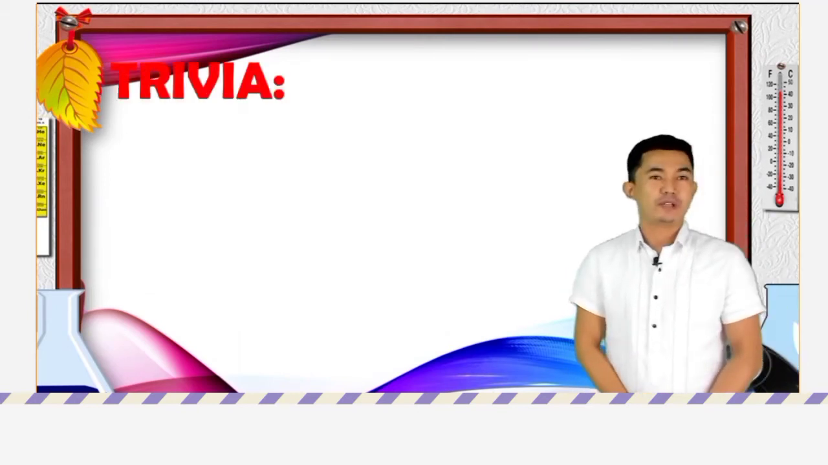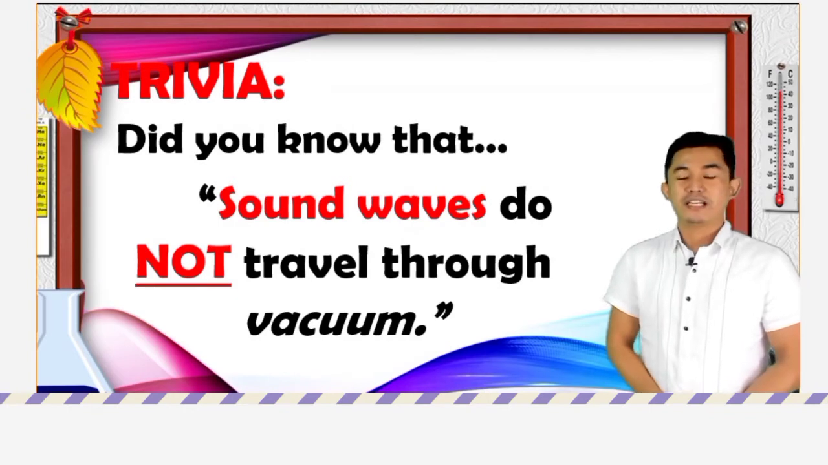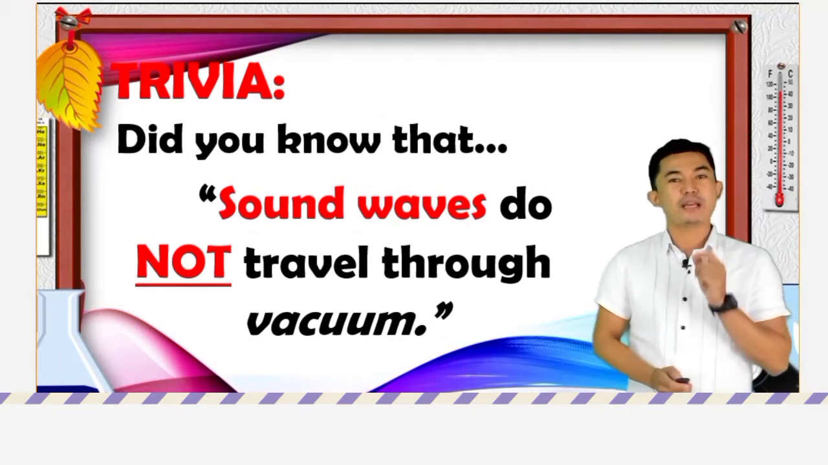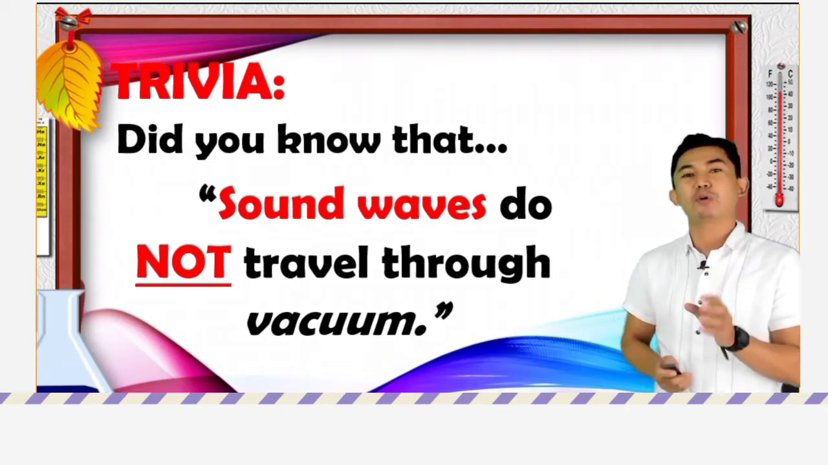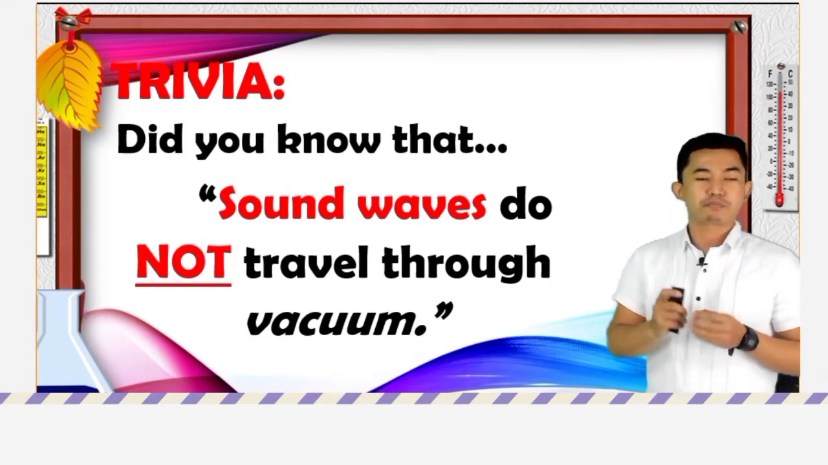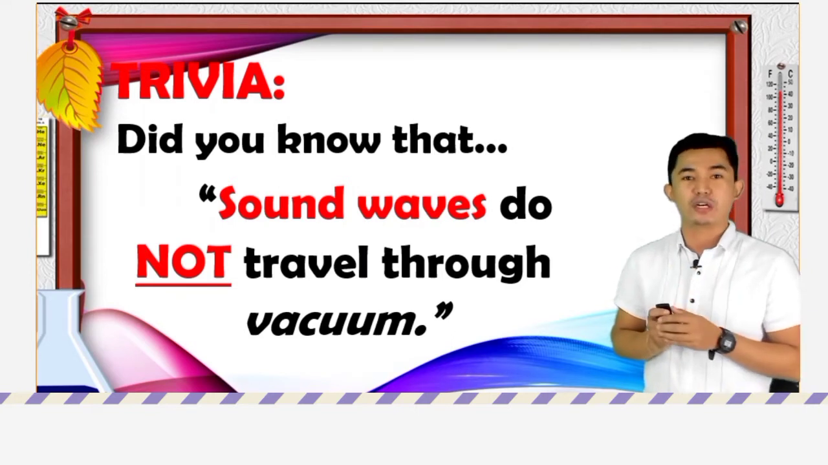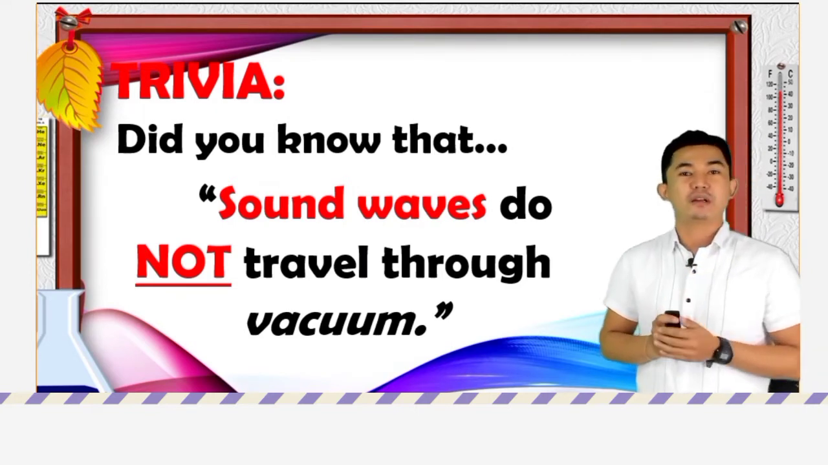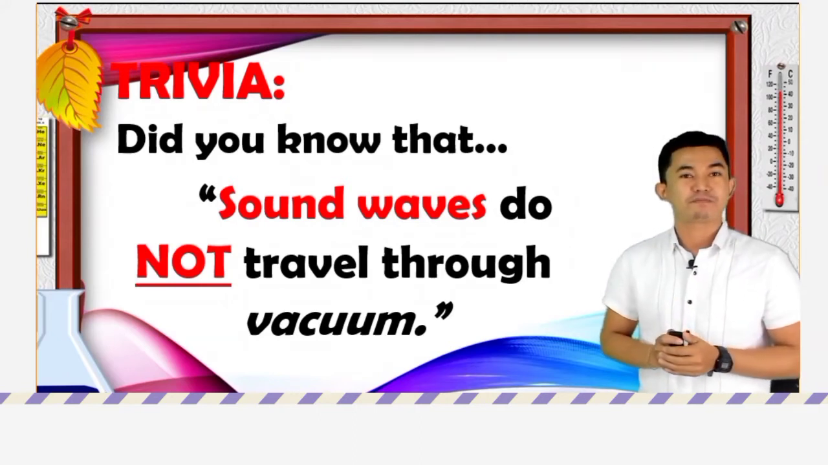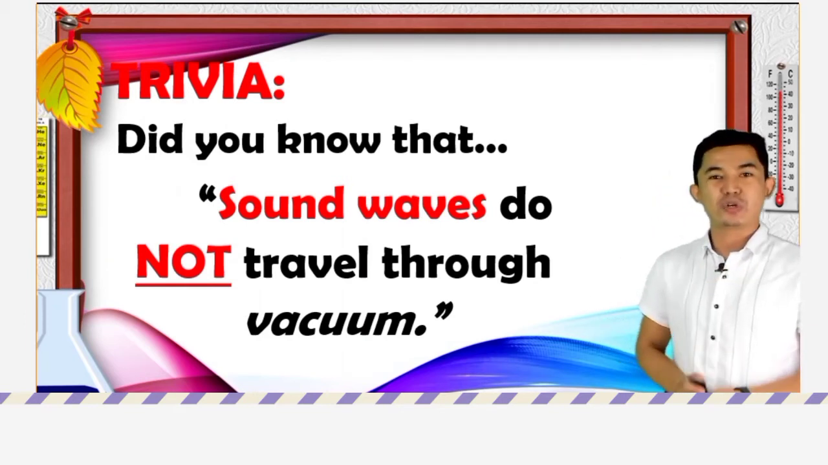I have a trivia for you. Did you know that sound waves do not travel through vacuum? Exactly. Sound waves do not travel through vacuum. Sir, what is the reason behind that? The reason behind that is because sound waves are an example of a mechanical wave. A mechanical wave is defined as a vibration of energy that needs a medium to be transmitted from one place to another. So sound waves, class, cannot transmit energy in a vacuum because there are no particles or matter that the sound waves can travel through. Okay? So do not forget this trivia for you. For the last time, sound waves do not travel through vacuum.